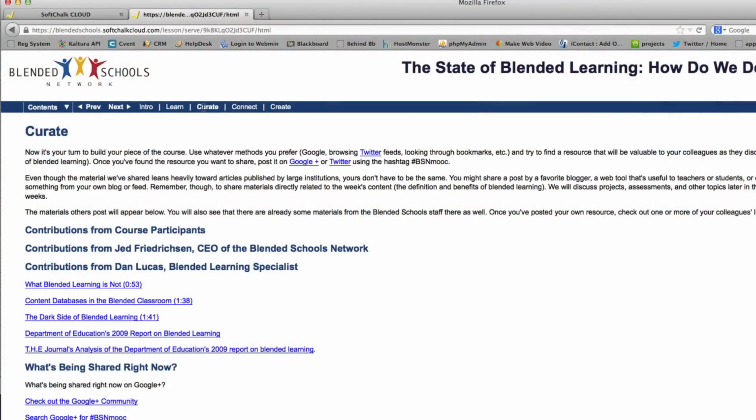Curate is about sharing existing resources. Connect is about connecting with other people within the MOOC. And then Create is about creating new exemplar materials based on the content of that particular week. So let's look at Curate. Curate is where we share resources.